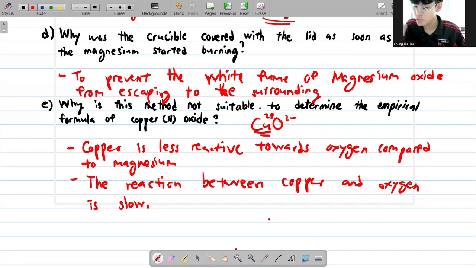Again, copper is less reactive towards oxygen compared to magnesium. Refer back to the diagram in the textbook. And the reaction between copper and oxygen is slow. So as you can see, when it's less reactive, the reaction is slower. If it's more reactive, that means your reaction will be faster. Makes sense, right? Logic. Okay, let me remove all this stuff and we'll move to the next one.